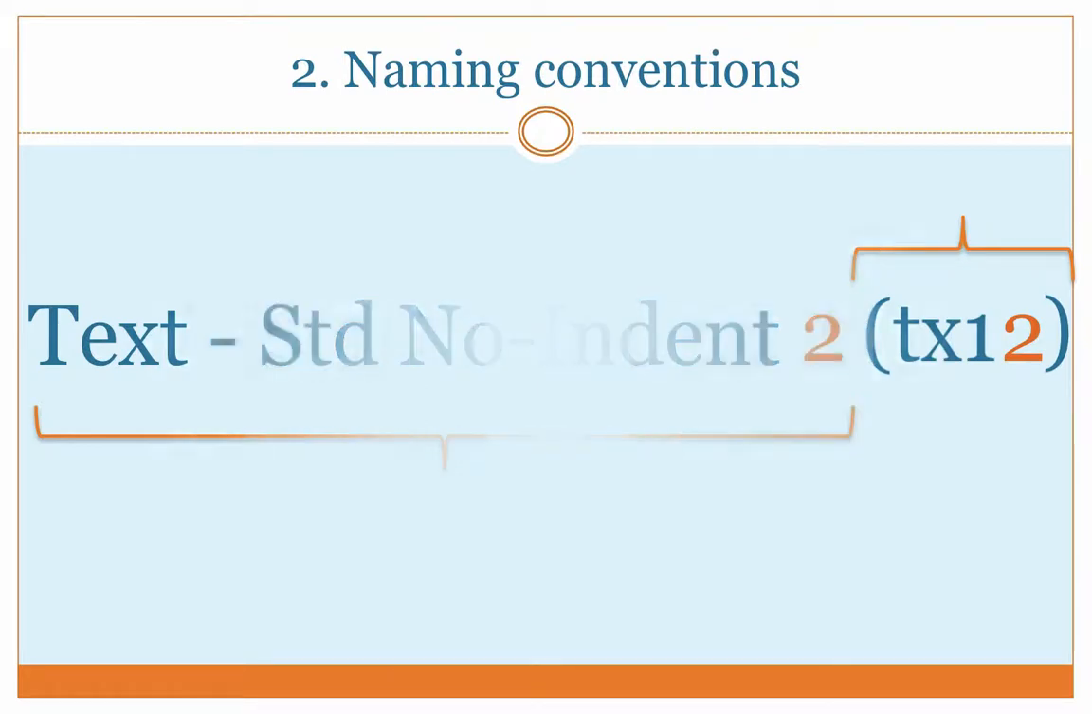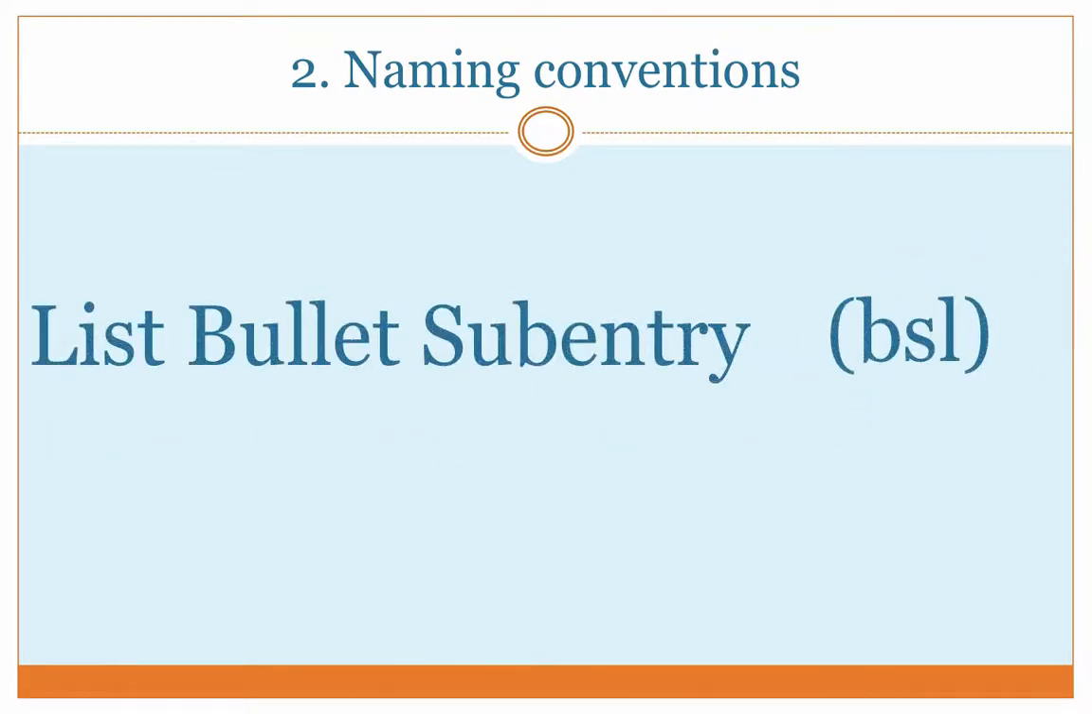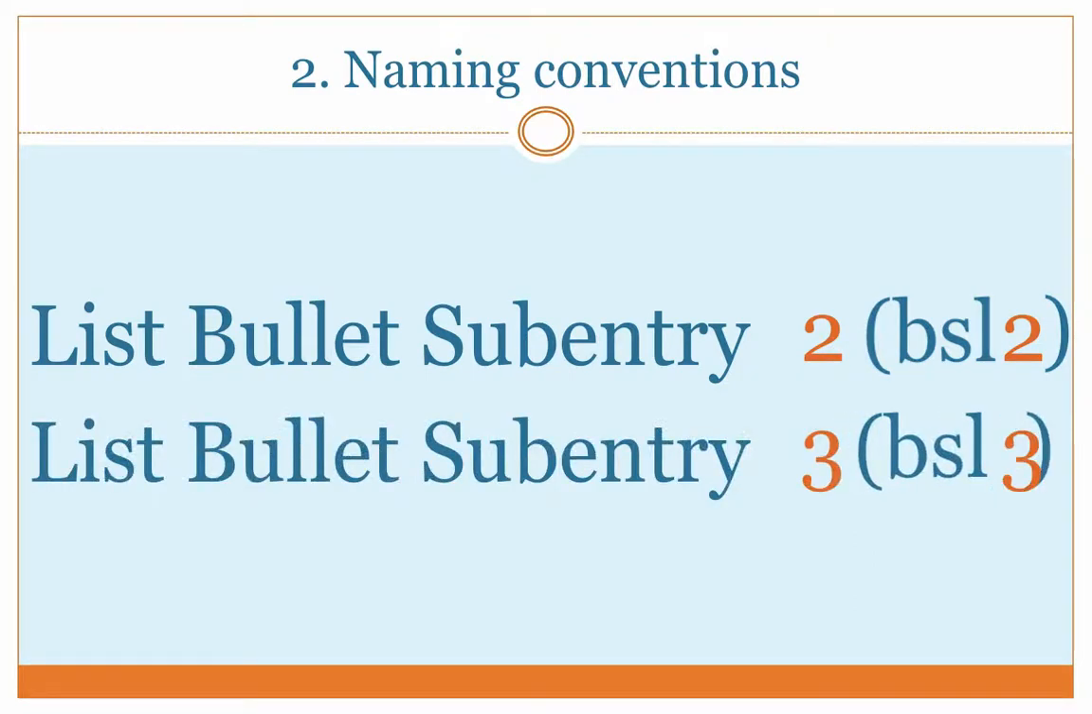So in our example, the custom style name for a 3rd level bullet would be List Bullet Subentry 2, open parentheses, BSL2, close parentheses. If you need to add more than one version of that custom style, just use a 3 instead of a 2. So if we had another level of bullet style, we would do the same thing with the name, but increase the number. So the custom style after List Bullet Subentry 2, BSL2 would be List Bullet Subentry 3, BSL3, and so on.